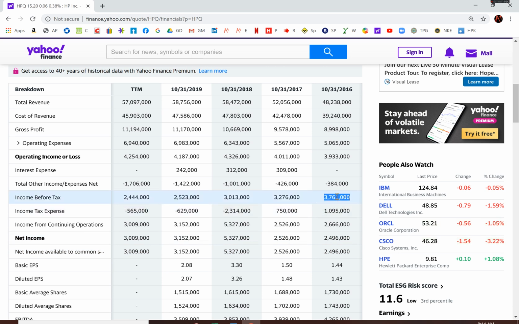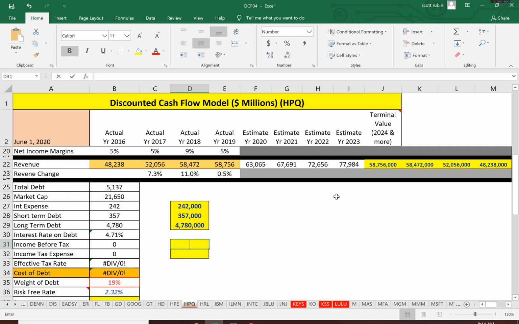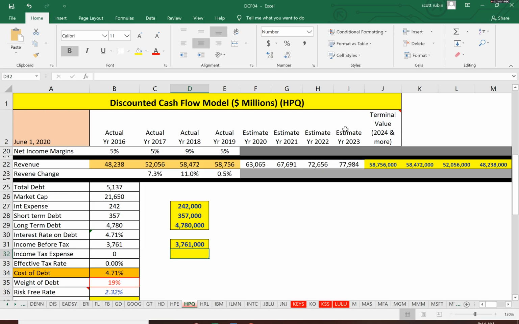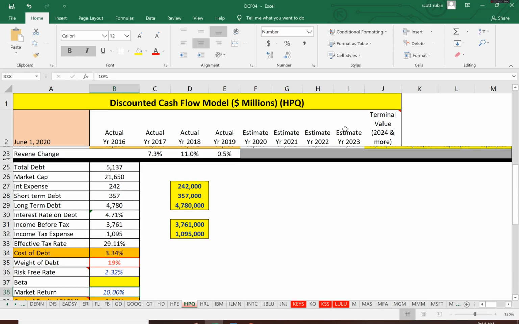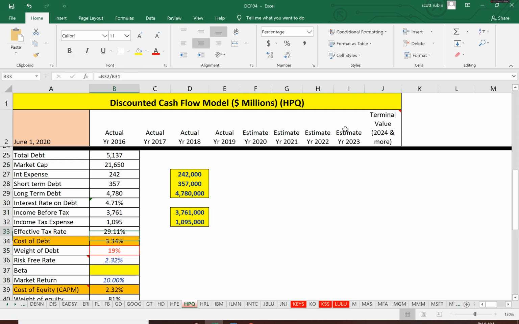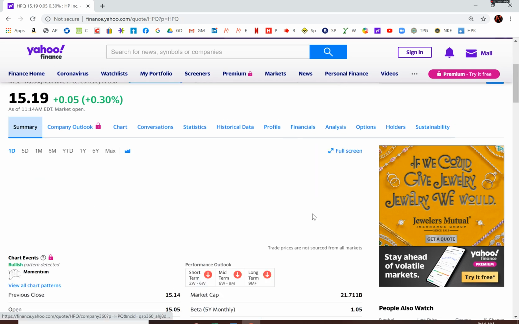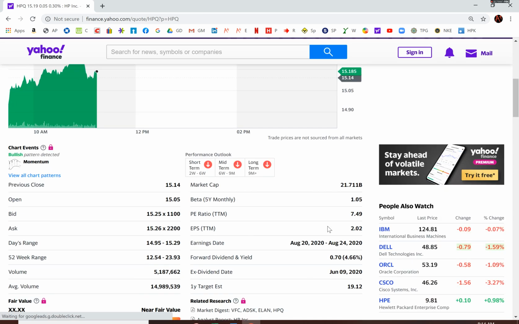Let's do 2016. The effective tax rate should be pretty much the same year to year, but when losses come in, that could change things a lot. So the effective tax rate is 29%. So the cost of debt is 3.3%, and they have 19% of debt in their capital structure, which isn't too bad. Now let's find the beta, which is the volatility of the stock, 1.05.